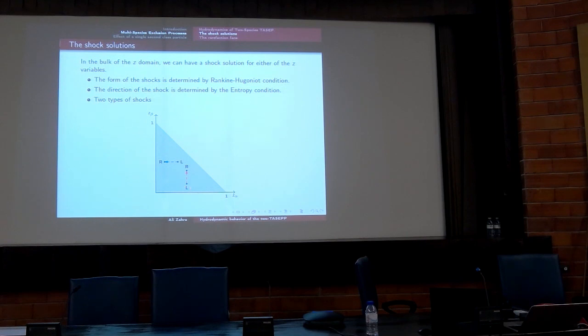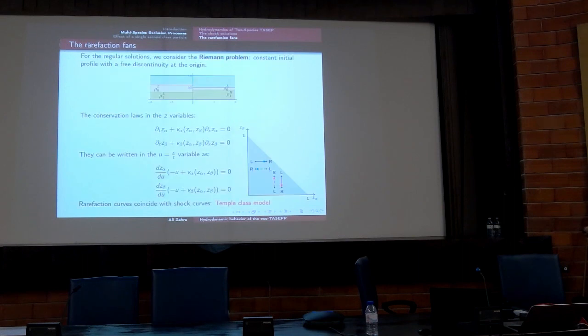And then you can just increase the Riemann variable Z beta keeping Z alpha constant, or the other type of shock, you can decrease Z alpha keeping Z beta constant. So maybe you can call this the beta shock, and this is called the alpha shock. Now there are other types of solutions, which are the continuous solutions.